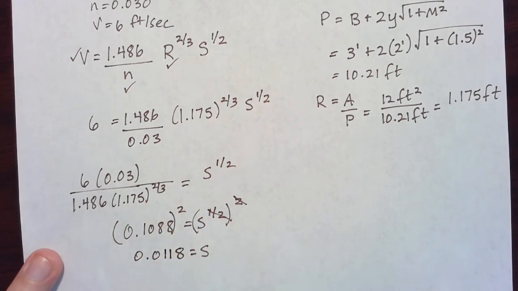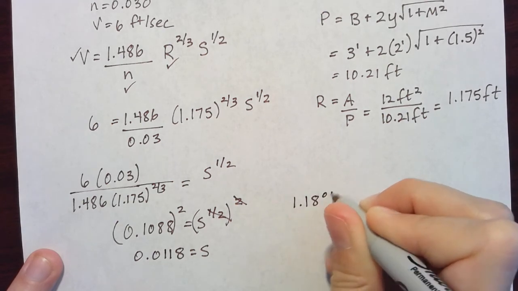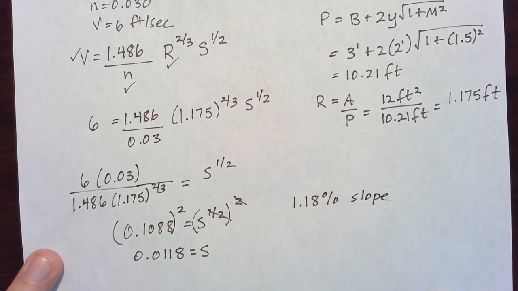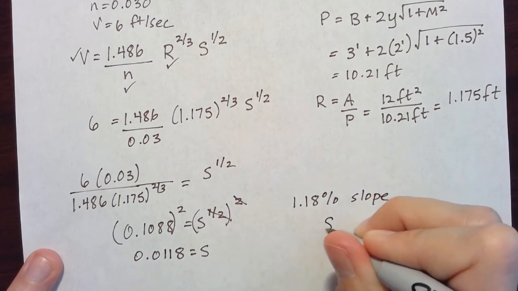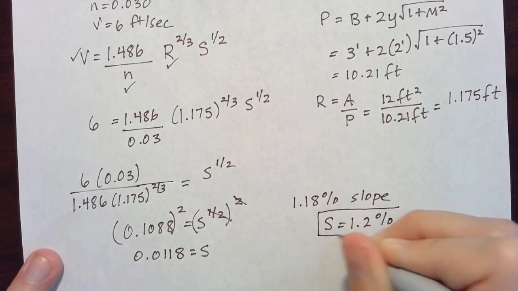0.0118. But I am not done yet, because this is asking me for a slope in a percent to 1 decimal place. So I can take that slope number and multiply it by 100, which is going to give me 1.18% slope. But then remember, I'm also asked to round that to 1 decimal place, so I'm going to call that slope 1.2% for a final answer.